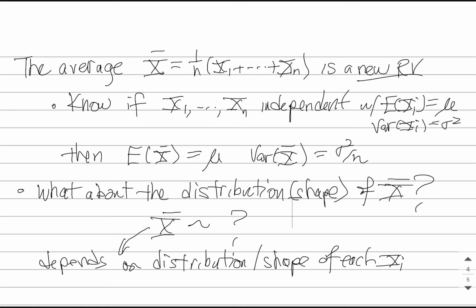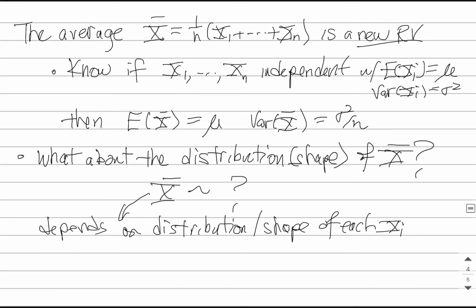Now, we want to go a little bit further because we want to try to use averages in our probability models. In order to do that, we need to know about the distribution that an average follows. So, what shape does the X bar random variable have? Now, very naturally, you would assume that this depends on the shape of each individual random variable. So we are going to make an assumption, and we're going to introduce a new term here.